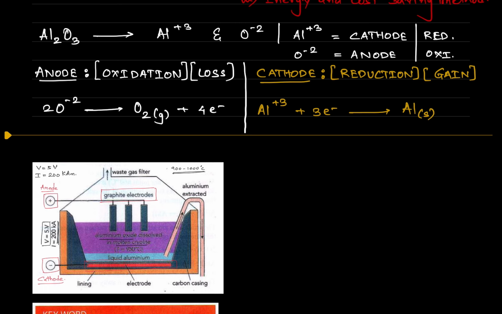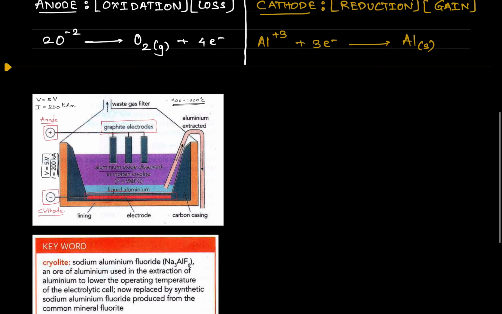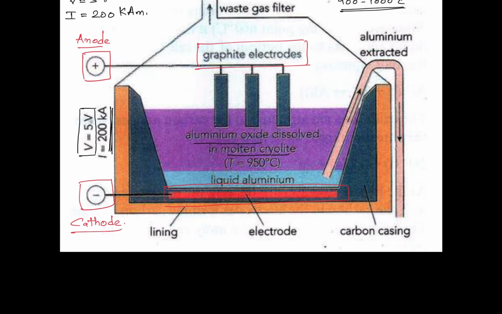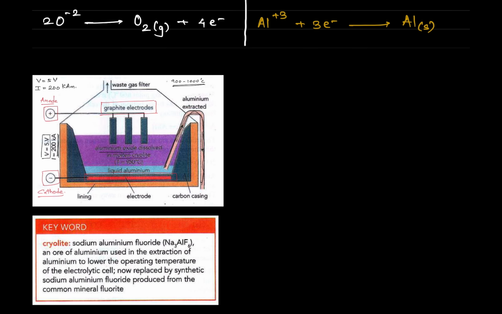Now obviously this Al won't be in solid state, it has to be in the molten state. Why? Because we are continuously heating the entire cell. And therefore if you look at the diagram over here, you can see a siphoning column from which liquid aluminium is continuously extracted out of the cell. So let's not bother about it so much. You would get aluminium at the cathode.